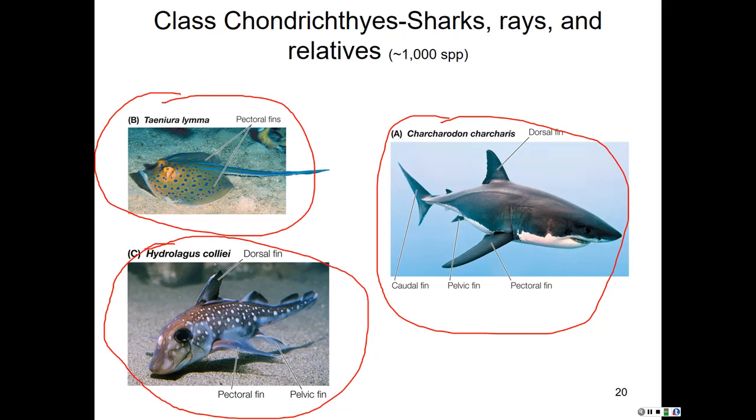The rays and skates, so like this, these are flattened bottom feeders that will crush mollusks that they find on the sea floor. And the ratfish, also known as the chimeras, are usually found quite deep in the ocean, and some of them are venomous with modified dorsal fins that contain toxins. So yeah, a really kind of cool, interesting group.